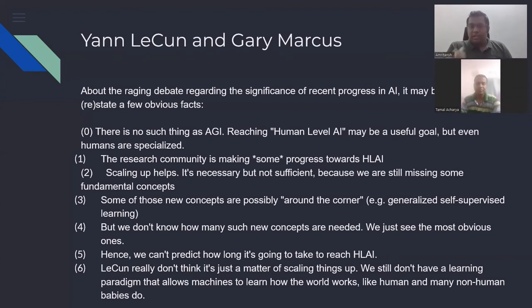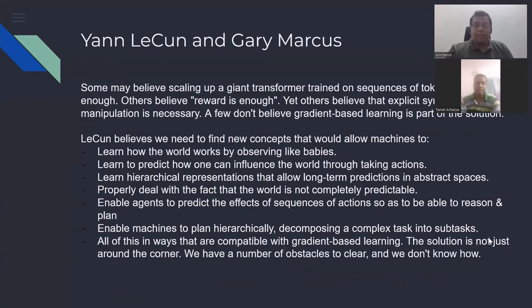And of course, no one can, because you do not know how many concepts are required, you also cannot predict how much time it will take to achieve human intelligence. Correct. And Yann LeCun, and I think even Gary Marcus and everyone basically thinks the same thing, that it's just not a matter of scaling up. You cannot just keep scaling up; unless you have that learning paradigm, it's not going to work. Correct. And this is a very big problem that I think everyone agrees on, right?